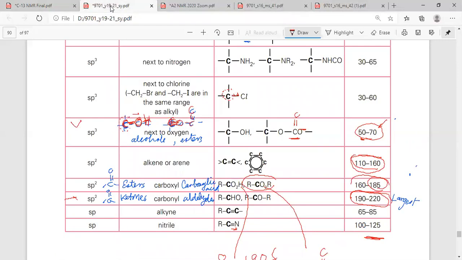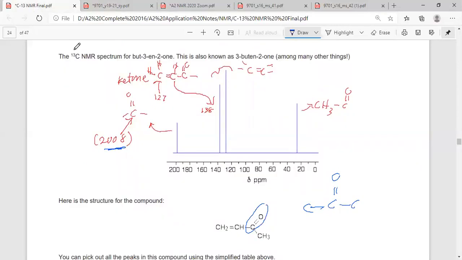So it's good to be aware of this ketone. Aldehyde is here. Ketone can go to 220, depending on the environment. Here we have 200, which means it's a ketone. That means this carbon here will give that peak, because of the high electronegativity of the oxygen, deshielding the carbon here. So we are done with this one.